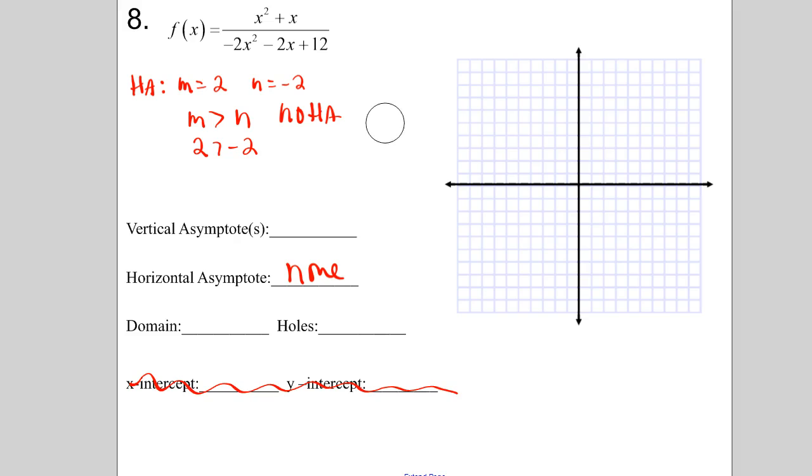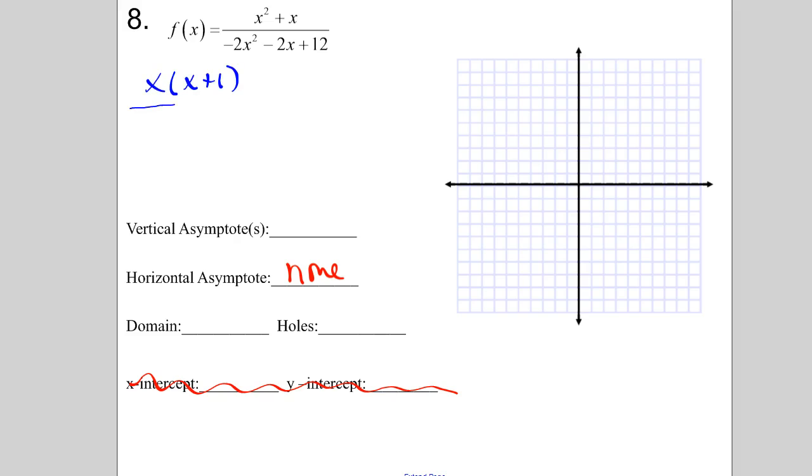So I'm going to erase this so we've got some room here. If you need to pause and rewind, go ahead and get that. I'm going to factor. So if I factor the numerator, that's what I get. If I factor the denominator, I'm going to take a -2 out of everything, and I'm going to get x squared plus x minus 6. So what happens is I'm going to further factor that. X times x plus 1, and I get a -2.